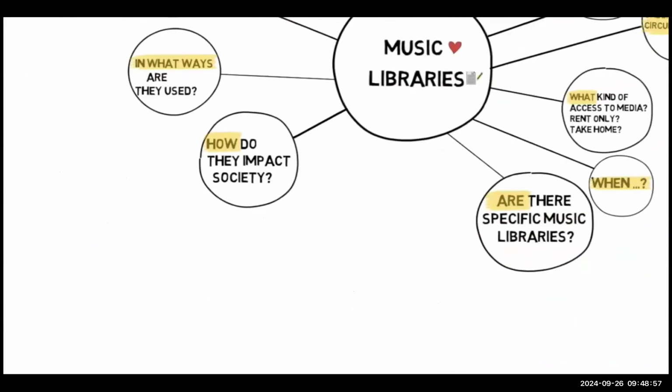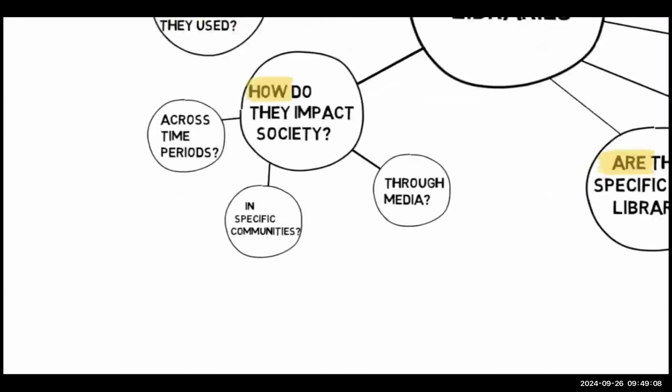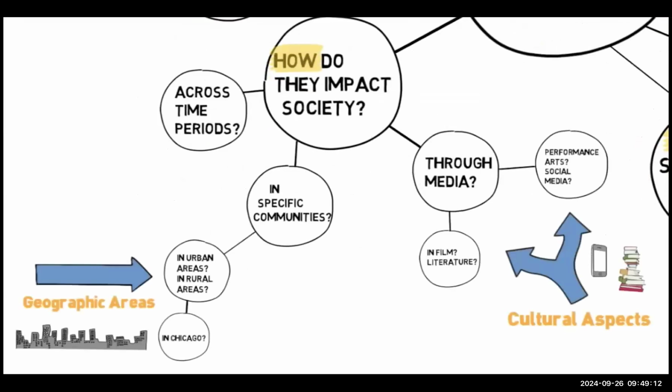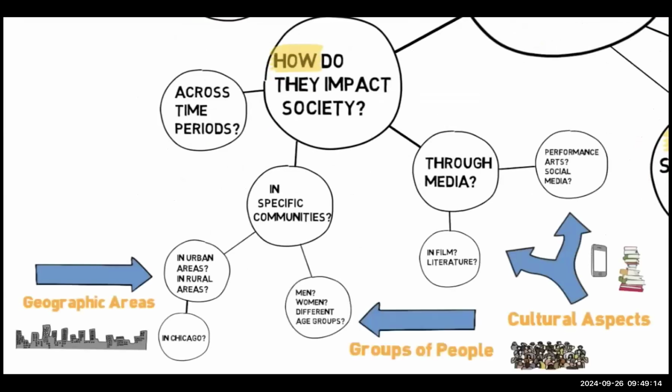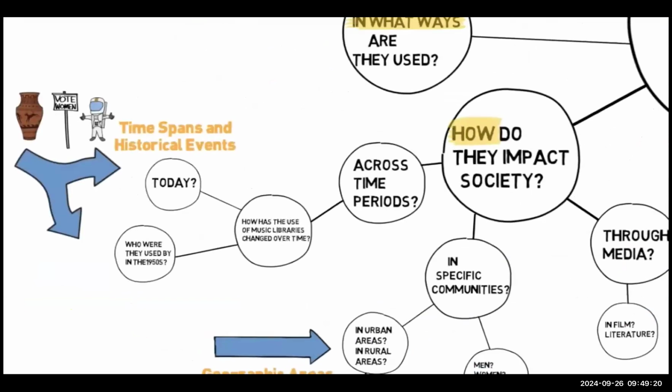Next, look for a section of your question map that looks particularly interesting to you and try adding new questions to this section. Note that you can quickly narrow your topic by focusing on themes. For example, cultural aspects, geographic areas, groups of people, and time spans or historical events.